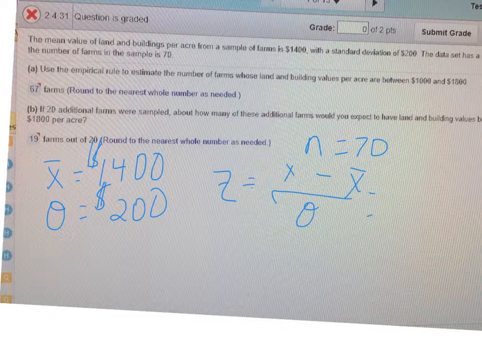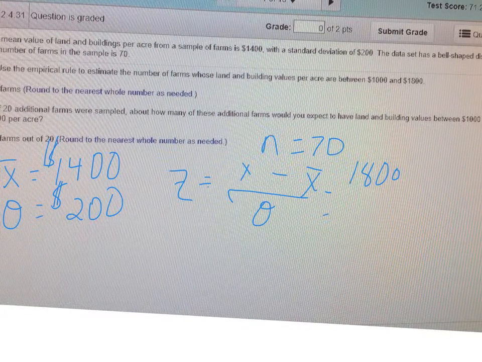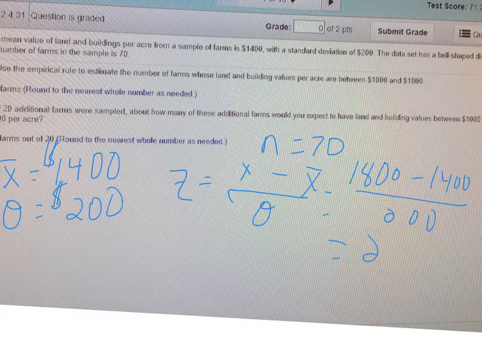With this problem, if I take the 1,800 minus the 1,400 over 200, that will give me a 2. Similarly, if instead of 1,800 you used 1,000, it'd be -2. So the z-scores here are -2 and 2.